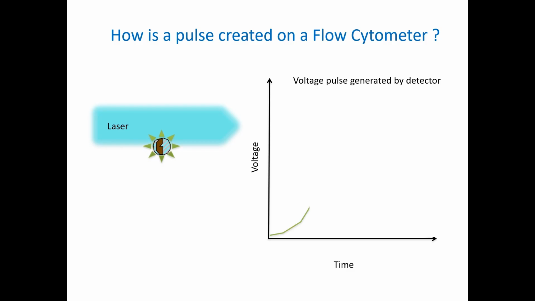When it's in the center of the laser beam, the whole cell and its fluorochromes are maximally excited and the voltage pulse reaches its peak. As it passes out of the laser beam, the voltage pulse drops to 0.